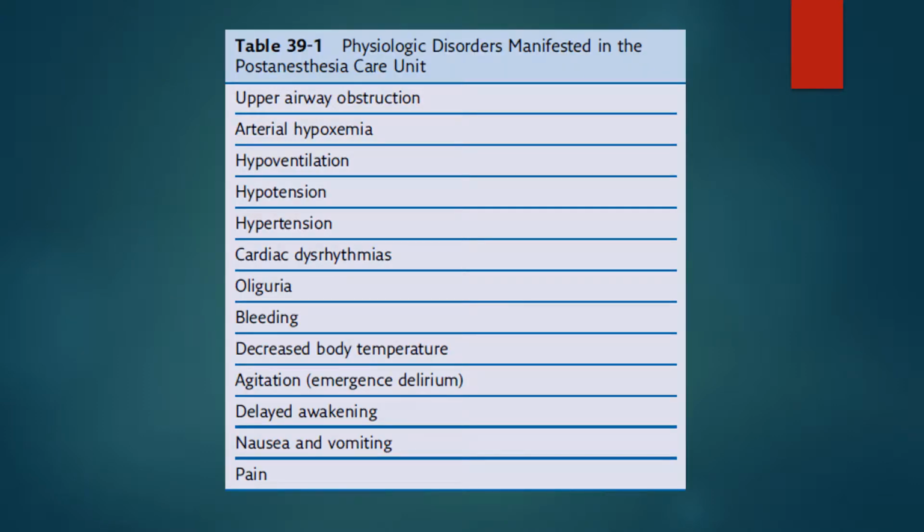And this is a table showing some physiologic disorders that can manifest in the PACU. So upper airway obstruction, hypoxemia, hypoventilation, etc. And we're going to talk more in detail.